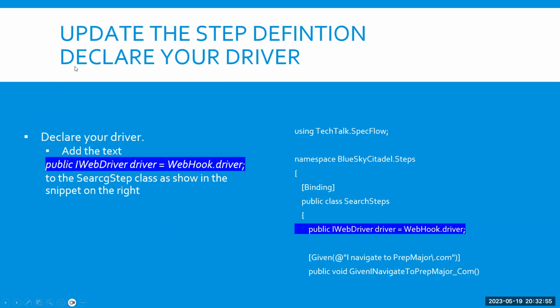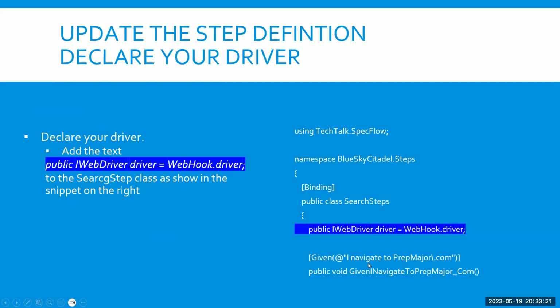Update the step definition, declare your driver. It's always necessary that we declare our driver. So you're going to declare your driver. You add the text. We are going to do this together. We put public IWebDriver equals to WebHook.driver. And to this, we have the search step. This is a typo, apologies. So to the search step class as shown in the snippet on the right.